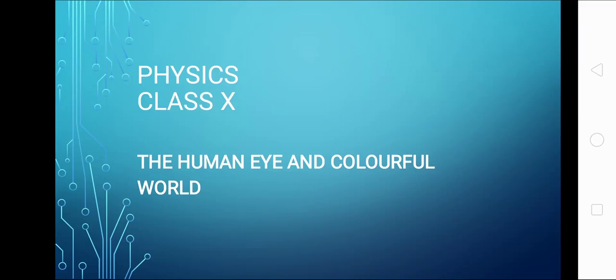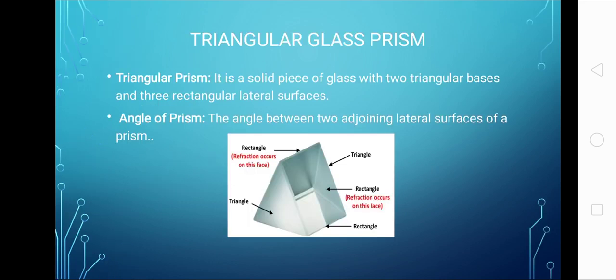Hello students, today we will learn a very important chapter of physics, the human eye and colorful world. Students, the human eye part of this chapter has been deleted this year, so we will start the chapter with refraction of light through a glass prism.